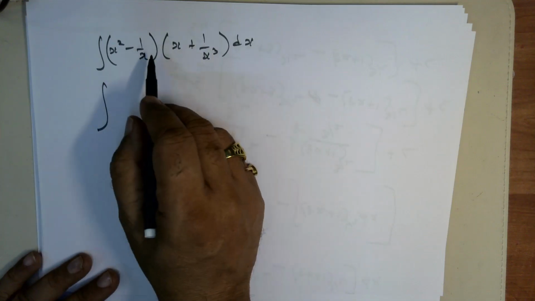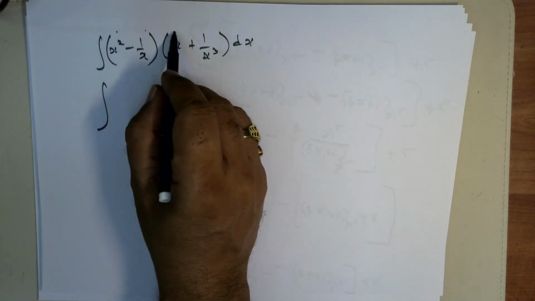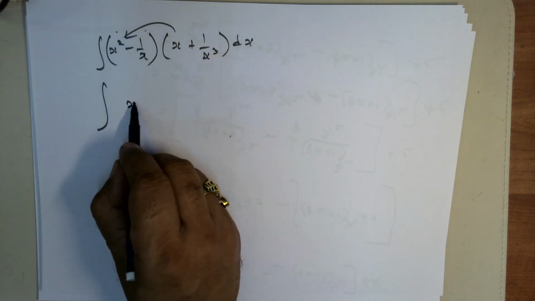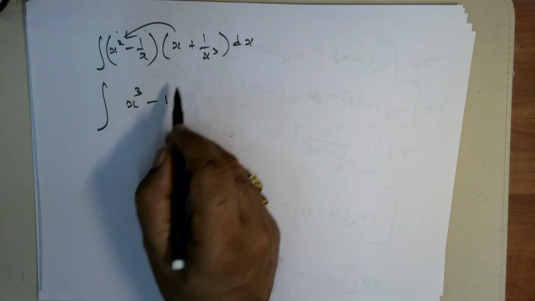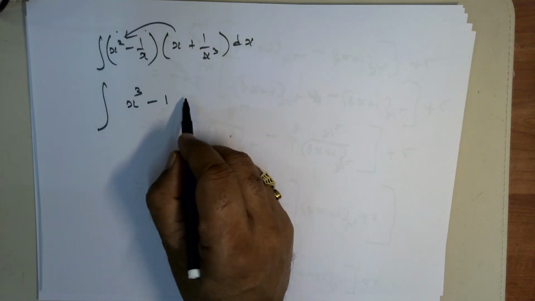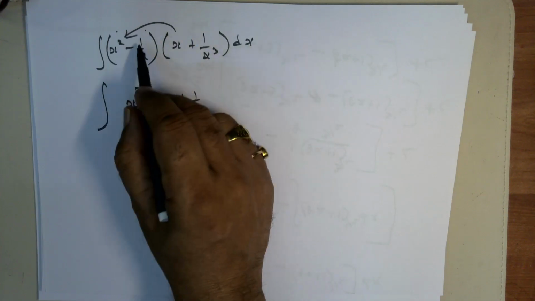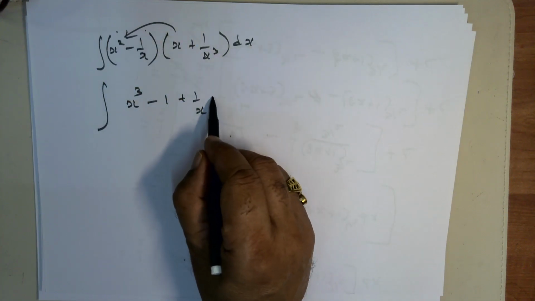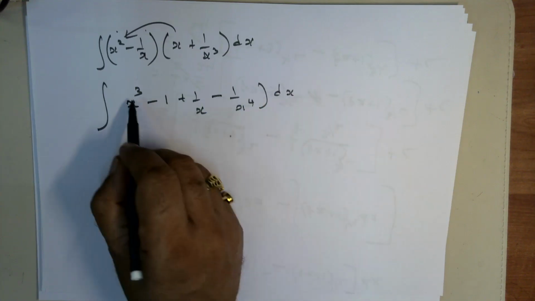So in the integral, you can multiply this. You can call it a, b, c, d. Multiply x into x squared, x cube, right? x into 1 minus x, 1. And then 1 by x cube into x squared, how much? Plus 1 by x, right? And 1 by x cube minus 1 by x, 1 by x power 4 of dx.